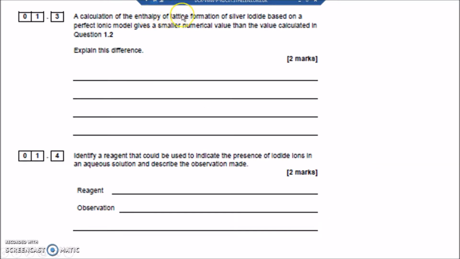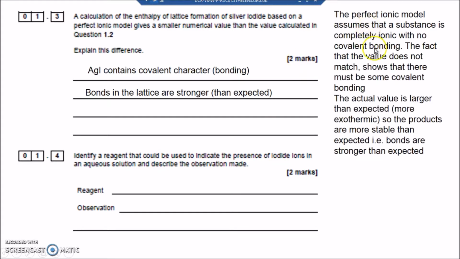The calculation of enthalpy of lattice formation of silver iodide based on the perfect ionic model gives a smaller numerical value than the value calculated. So what's the perfect ionic model to start off with then? The perfect ionic model assumes that there's no covalent bonding. So if it doesn't match, the AgI must contain some covalent bonding. We sometimes call that covalent character or covalent bonding.